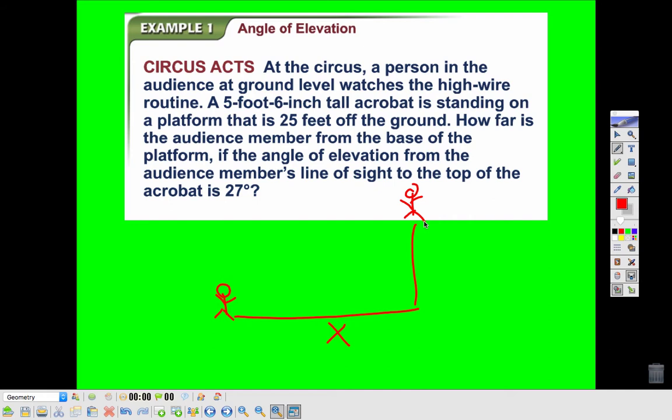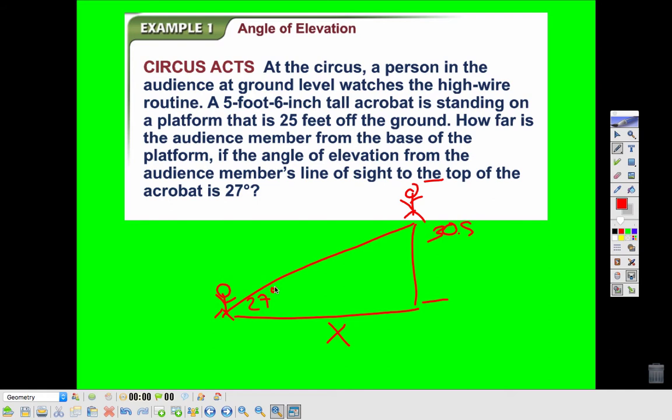Okay. 25 is from here to here, and then our person is 5 feet 6 inches tall. Let's turn that to a decimal. What would that be as a decimal? 5.5. So 25 plus 5.5 would be 30.5 feet, the whole thing. What else do we know? The angle of elevation is 27 degrees. Can I find x?